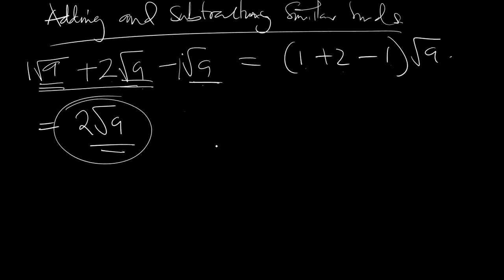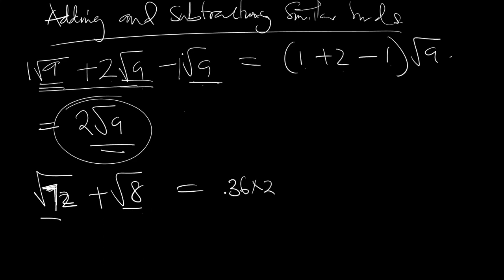Now let me give another example that is also similar. Let's say you have the square root of 72 plus the square root of 8. This 72 has a perfect square in it, and this 8 has a perfect square in it. We need to reduce them to their simpler, basic form. 72 is the same thing as 36 times 2, so you can say the square root of 36 times 2 is the same thing as the square root of 72. Now plus the square root of 8, which is the same thing as the square root of 4 times 2.